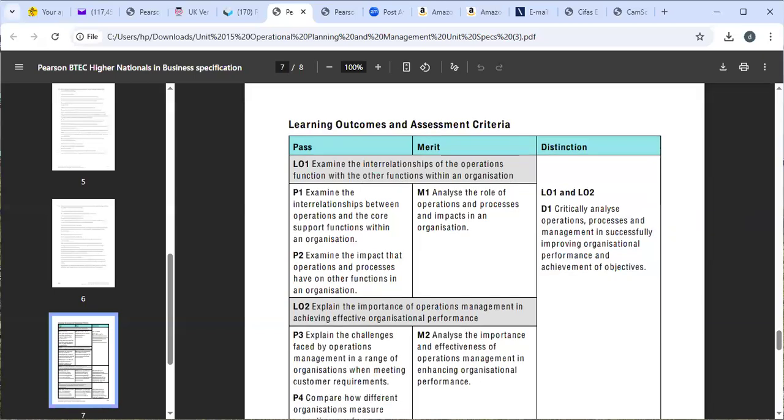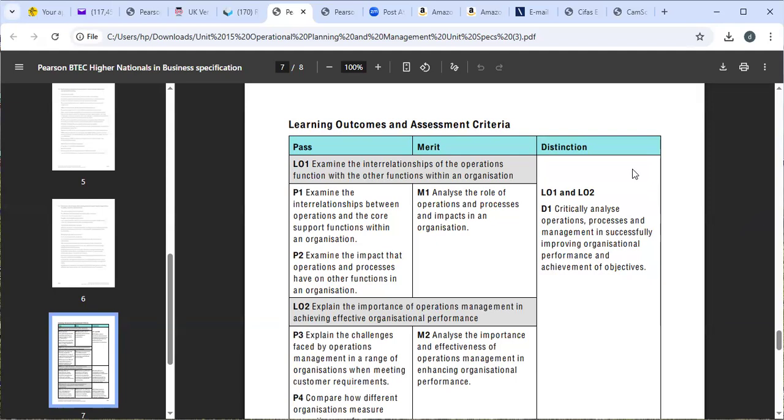Okay, so that's what we're going to do. It has pass, merit, and distinction, and LO1 will be to examine the interrelationships of the operations function within the other functions within an organization.